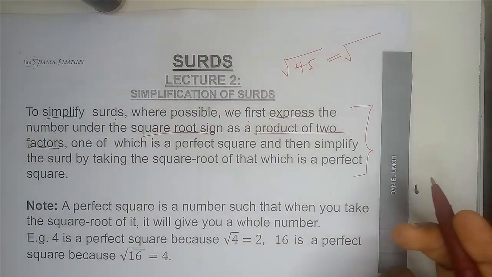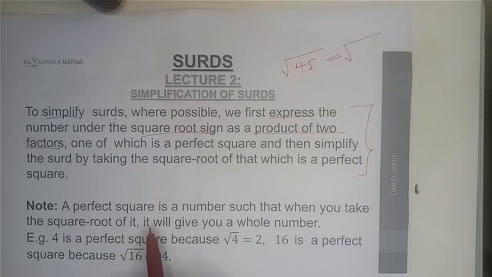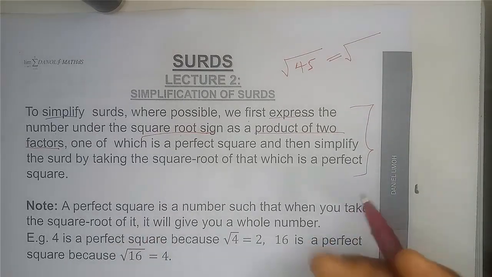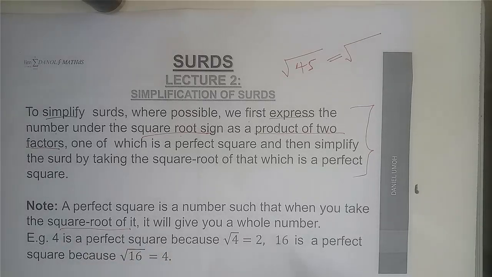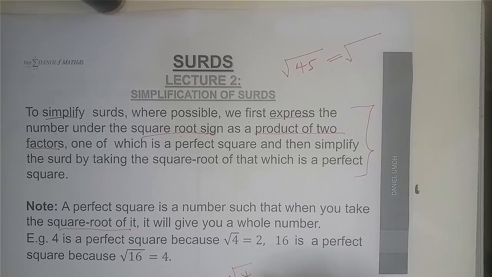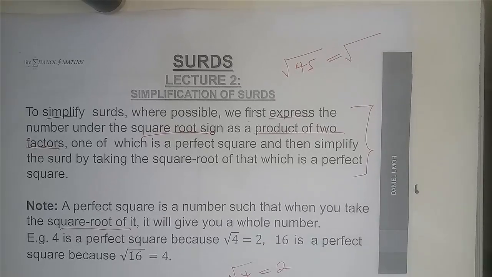Now, what's a perfect square? A perfect square is a number such that when you square root it, it will give you a whole number. As simple as that. A perfect square is a number such that when you take the square root of it, the result will be what? A whole number. For instance, we say that 4 is a perfect square. Why? Because the square root of 4 is equal to what? 2. It's a whole number.